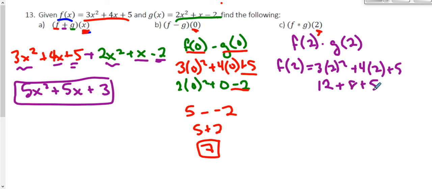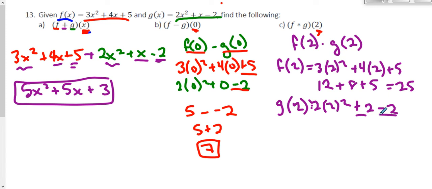To find g of 2, I'm going to have to do 2 times 2 squared plus 2, and then the equation has a minus 2 at the end, so these guys are actually going to cancel. So all I have to do is 2 times 2 squared. 2 squared is 4, times 2 is 8, so g of 2 is 8.